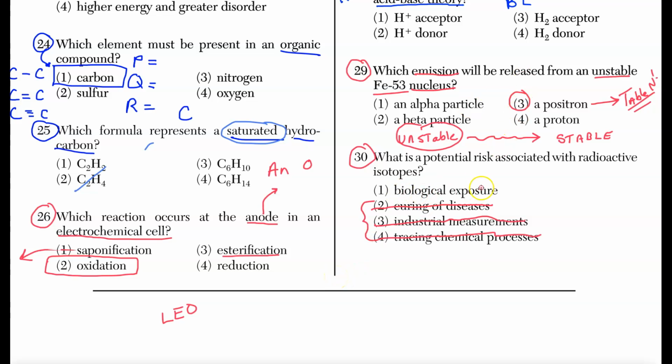Choice 1 is biological exposure. When we expose our biology to radioisotopes, they could mutate our DNA and cause cancer or radiation poisoning or sickness.